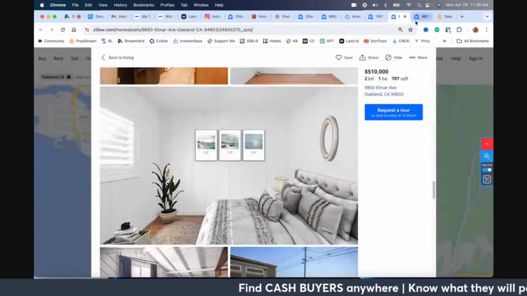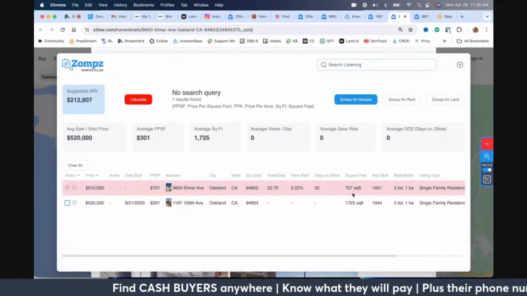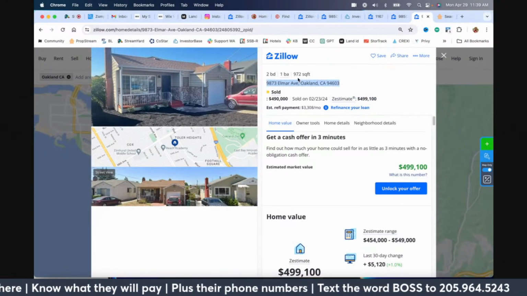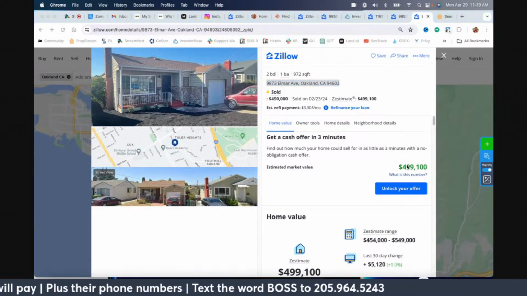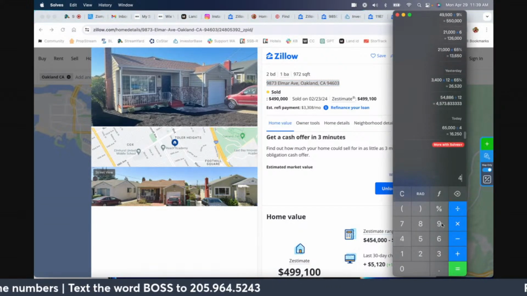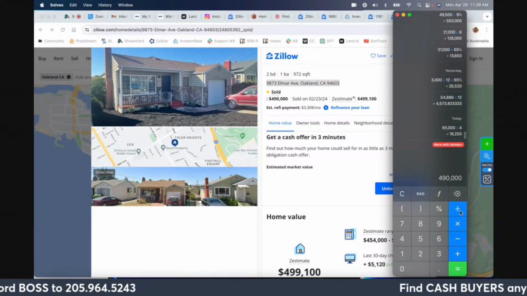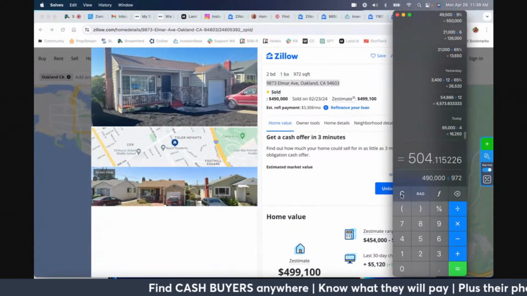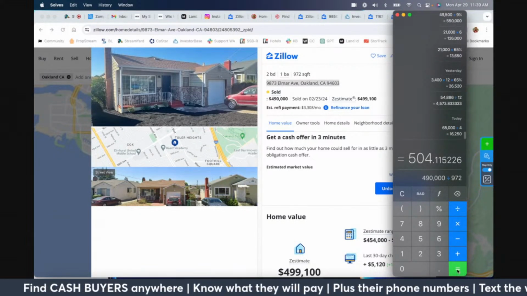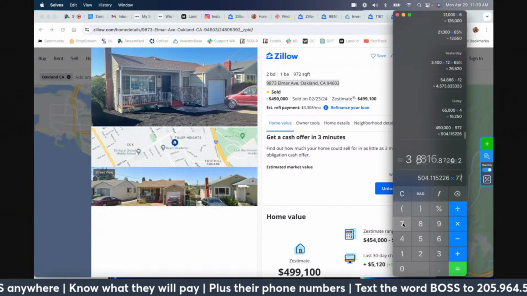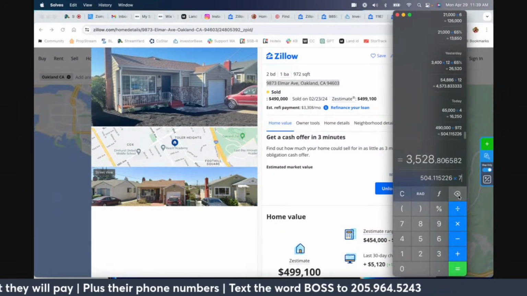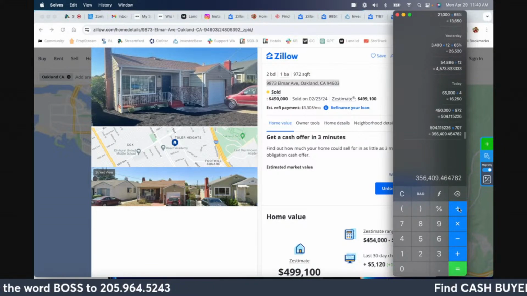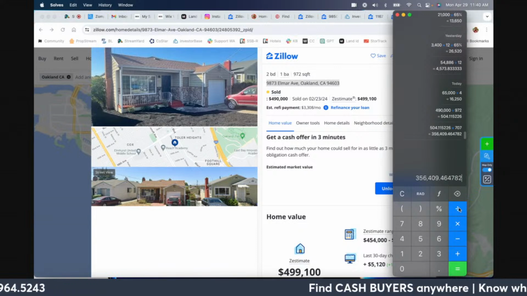Because I think yours is 707 square feet, and that one was 972. So let's just do this. If we take the 490 and divide it by 972 square feet, that's 504 per square foot, right? Price per square foot. Now if I multiply that times yours, 707, that's like 356. You see what I'm saying?